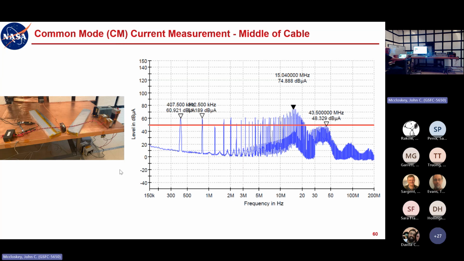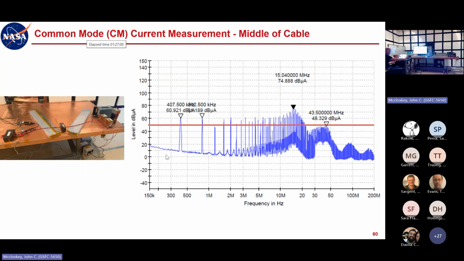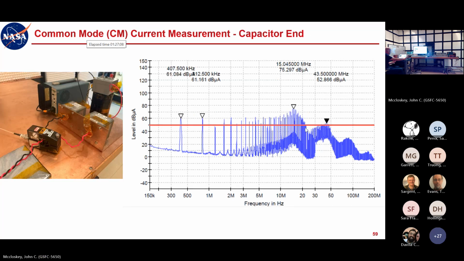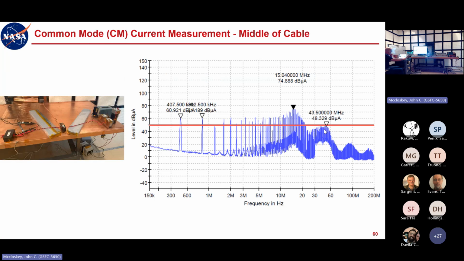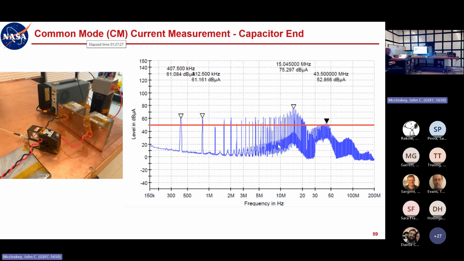Right. So going back here, the measurement at the capacitor network, this is our benchmark. Then we move the probe to the middle. Things are not that much different up to about here, but this level has gone down, not by a whole lot, maybe 3 or 4 dB. And lo and behold, that's right around 30 megahertz. So, it's just physics.